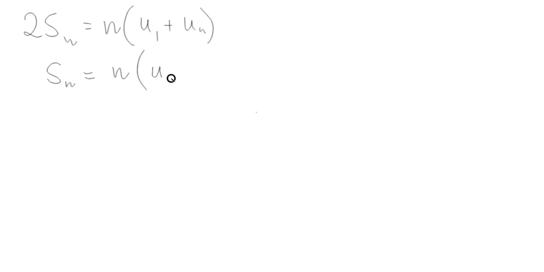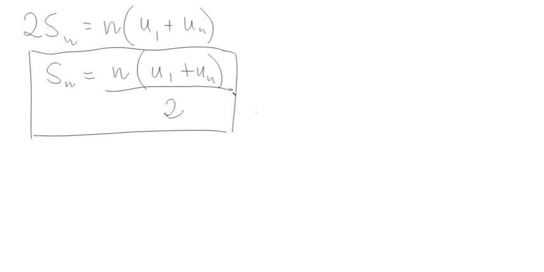So we end up with twice the sum to n terms is equal to n lots of u1 plus un. So to get the sum to n terms, I just have to divide all of this by 2. So the sum to n terms is the first term plus the last term added and then multiplied by n in brackets, divided by 2. So that's all you need to know.